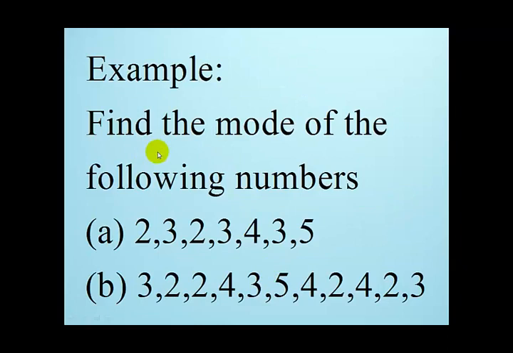Now let's look at this example. Find the mode of the following numbers: A, 2, 3, 2, 3, 4, 3, 5. B, 3, 2, 2, 4, 3, 5, 5, 2, 4, 2, 3. These are the numbers, and we have to find the mode. Now let's look at the solution to this problem.